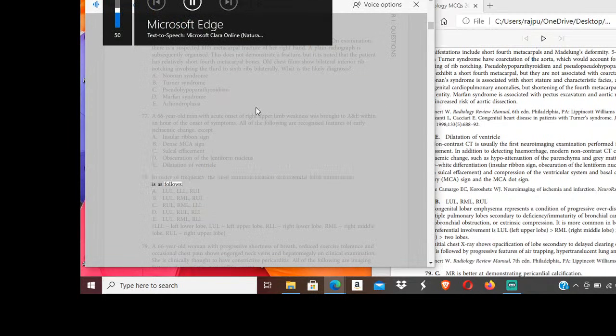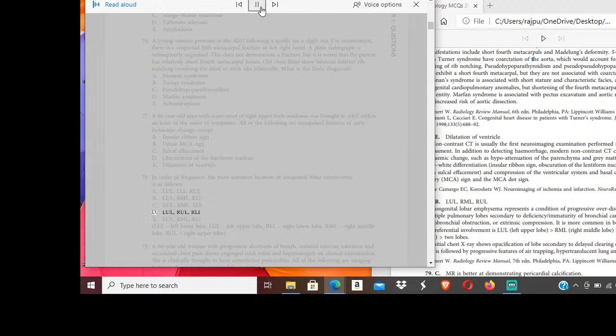Location of congenital lobar emphysema is as follows. A. LUL, LLL, RUL. B. LUL, RML, RUL. C. RUL, RML, LLL. D. LUL, RUL.